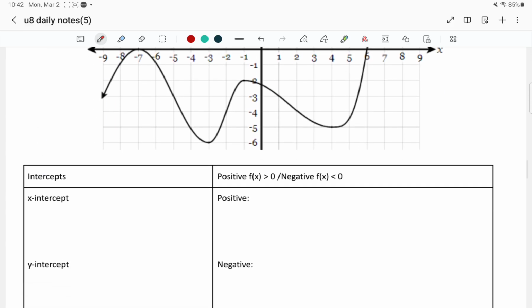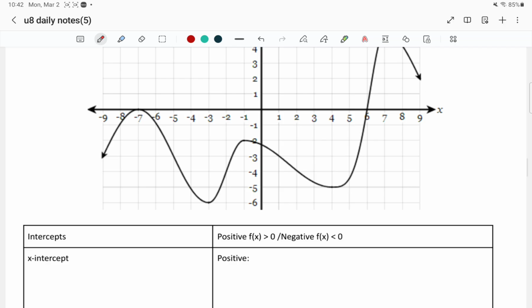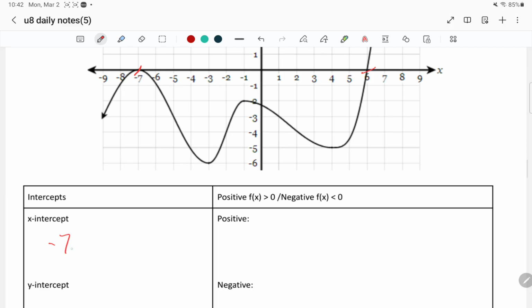One big thing that we can talk about with functions is, well, where do they intercept our axes? So I would look here and I'd say they intercept my axis at -7 and 6. So that's just what I would say. -7 and, not -6, 6. So there's my ordered pairs, my x-intercepts. So that's a feature of the function. Where does it cross the x-axis?